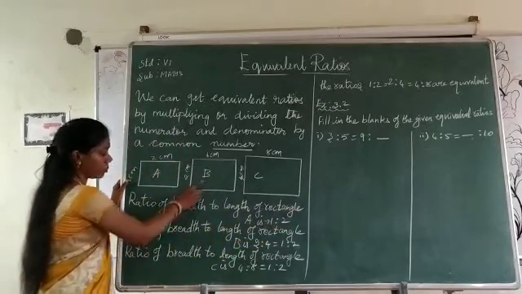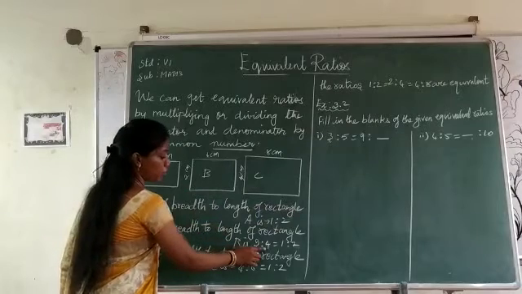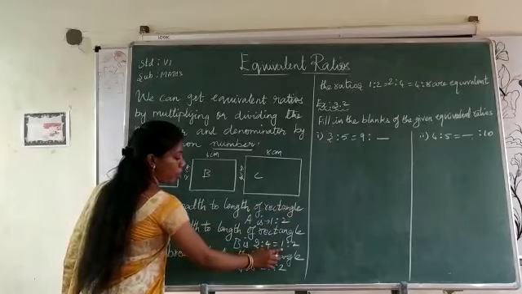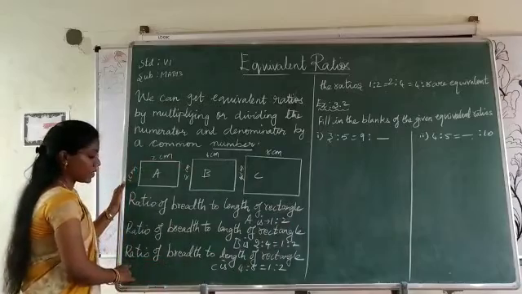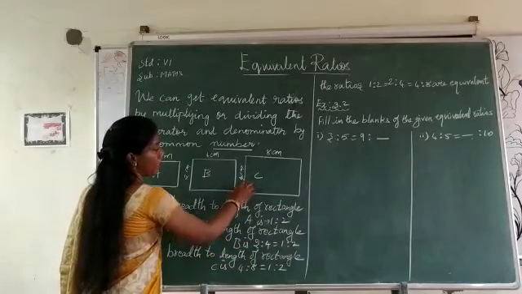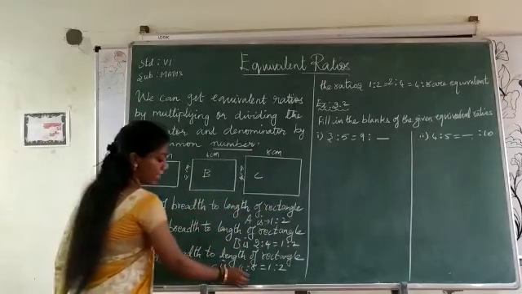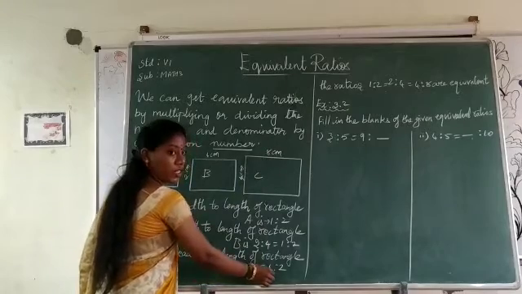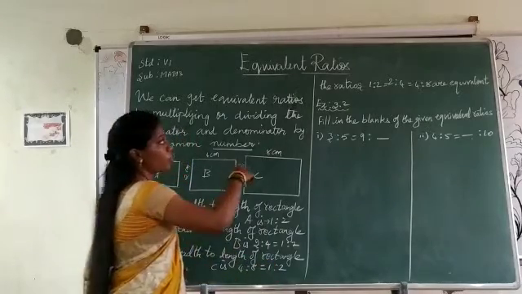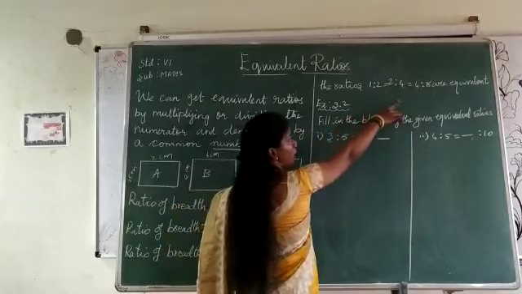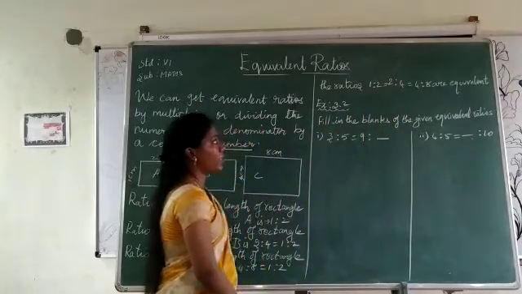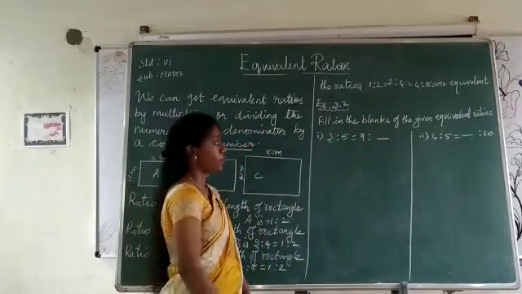And the second one, B, breadth and length is 2:4. It is in the simplest form 1:2. And consider the third one, C, breadth and length is 4 centimeters and 8 centimeters. In the simplest form it is 1:2. Therefore, the ratios 1:2, 2:4 and 4:8 are equivalent. It is said to be equivalent ratios.